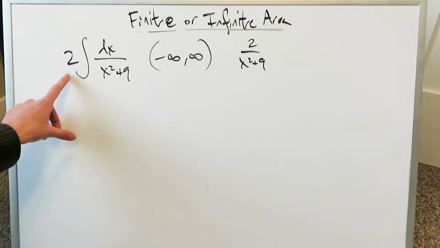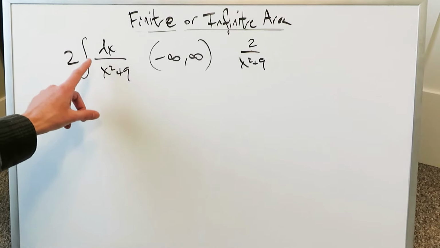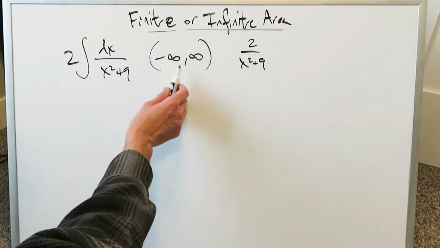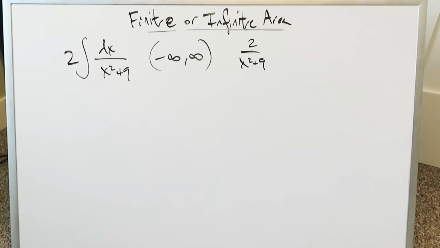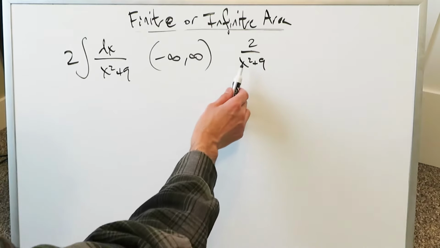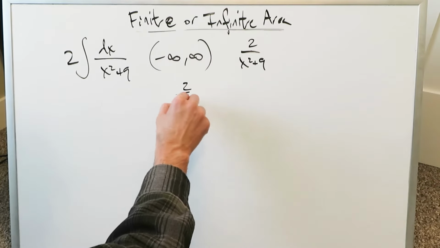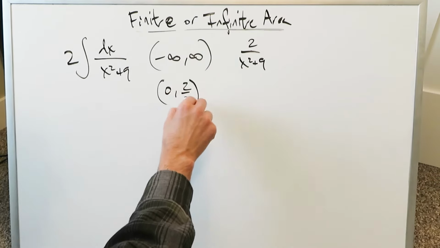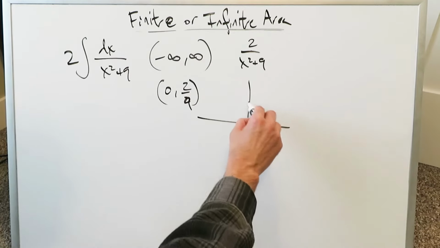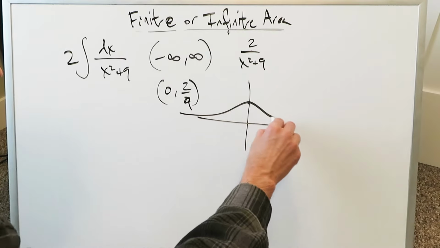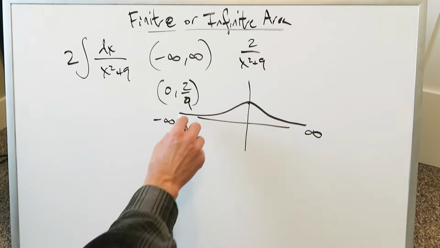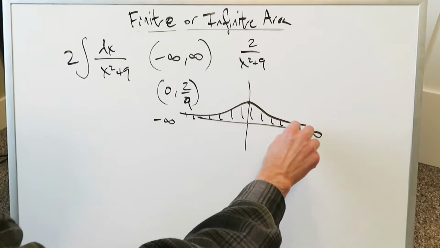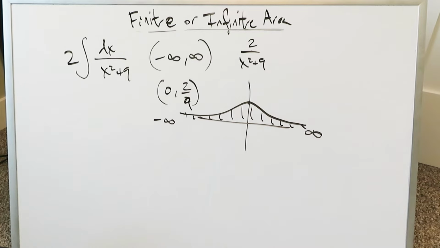We have this integral over here, 2 integral dx divided by x squared plus 9 from minus infinity to infinity. If you were to look at it in terms of a function, that's exactly what you're looking at. If you were to zero out this x, you're really looking at 2 over 9 as a y-intercept. If you were to graph it out, you would look at something like this. You're looking at it from minus infinity up to positive infinity. All of this area right here is being examined and you have to determine if that's finite or infinite. Well, that's the question we have at hand.